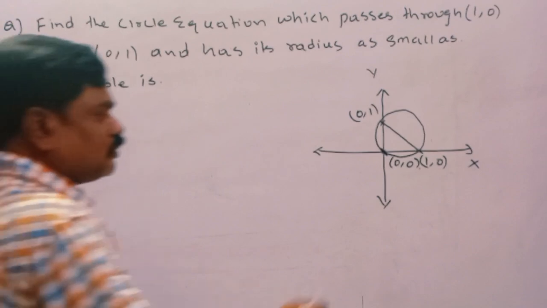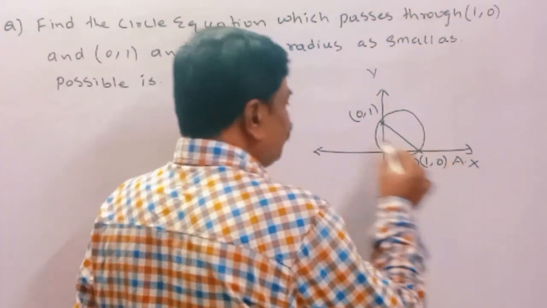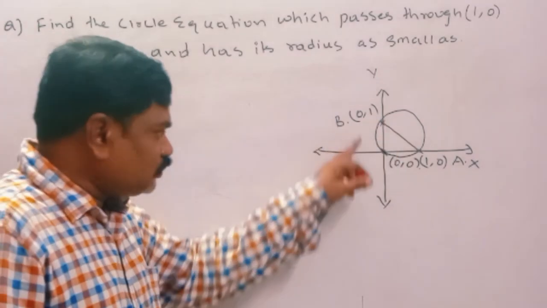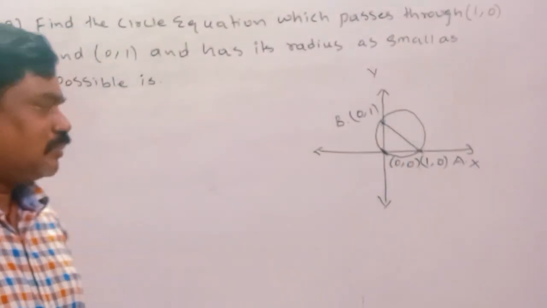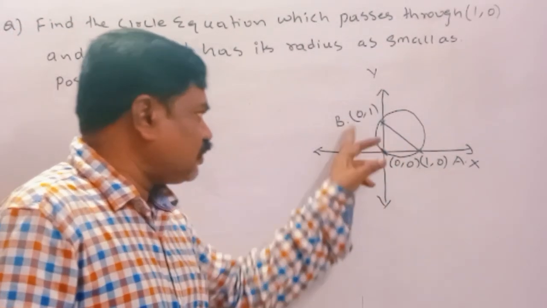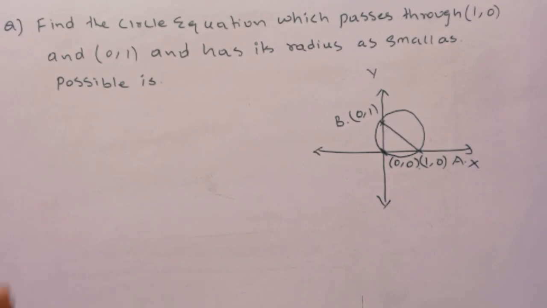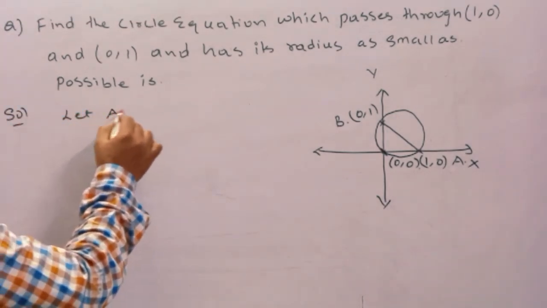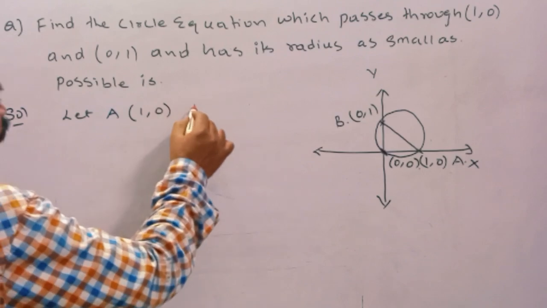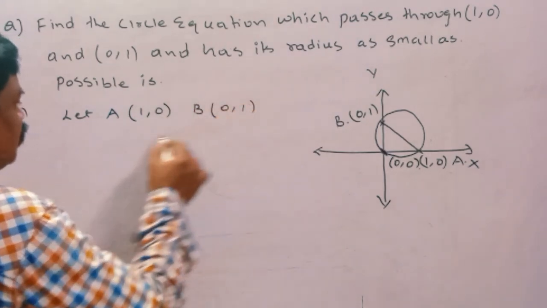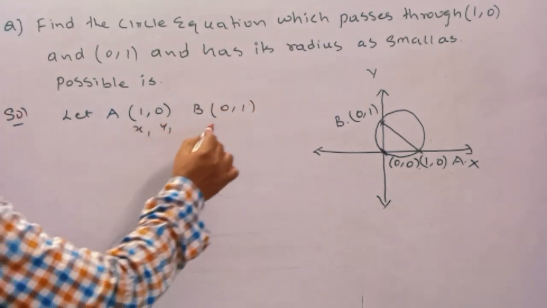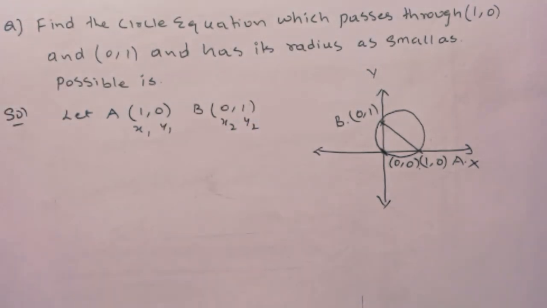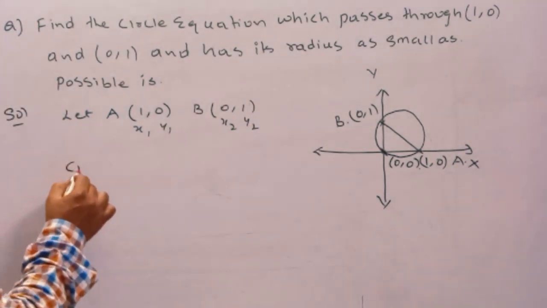Okay, all of you. So this is the point A and this is the point B. We have to find the circle equation passing through (1, 0) and (0, 1). Here you see, let A be (1, 0) and B be (0, 1). This is x1, y1, this is x2, y2. Okay, all of you. Then what is the circle equation?